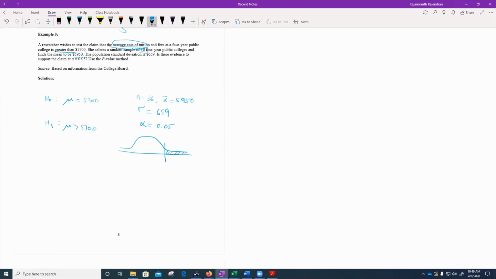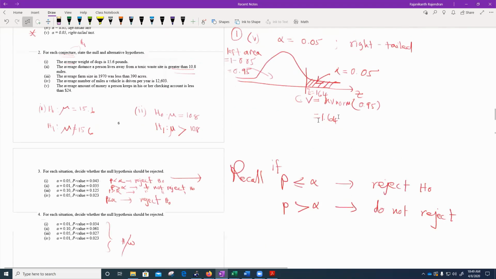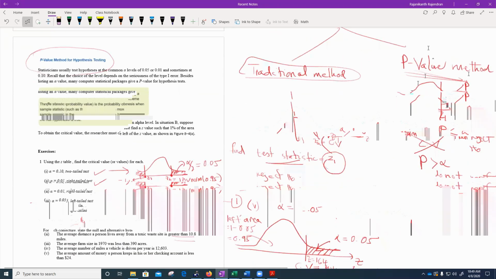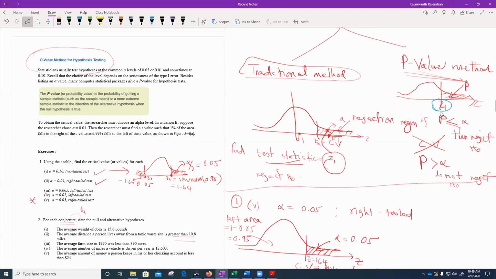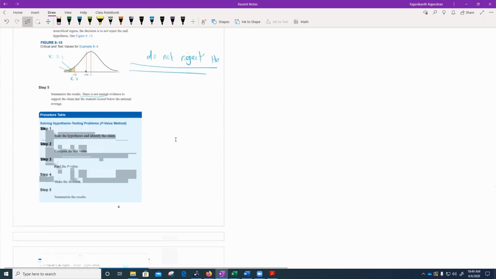Now, which method are we using? P-value, right? Go back and check. What is the procedure to use the p-value? I explained somewhere here, right? If you want to use the p-value, first you have to figure out what? You need to figure out the test statistic, not the critical value. Now we don't want the critical value. We are using the p-value method. So you need to find the test statistic now, right? Okay, so I'm finding the test statistic.